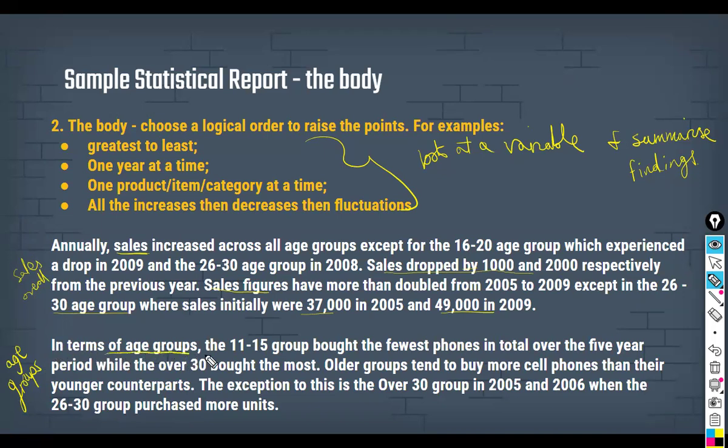So now it goes by age groups. The 11 to 15 group bought the fewest phones in total. The over 30 bought the most, right? Older groups tended to buy more cell phones than their younger counterparts. So that's just an explanation of what you saw, not why you saw it, but what you saw. The exception to this is the over 30 group in 2005 and 2006, when this group purchased more units. So we said exception. We're just summarizing what we see on the table.